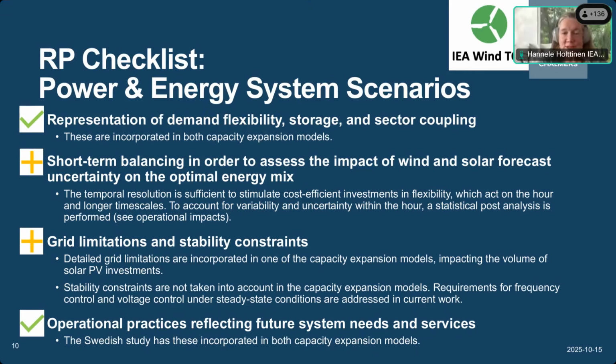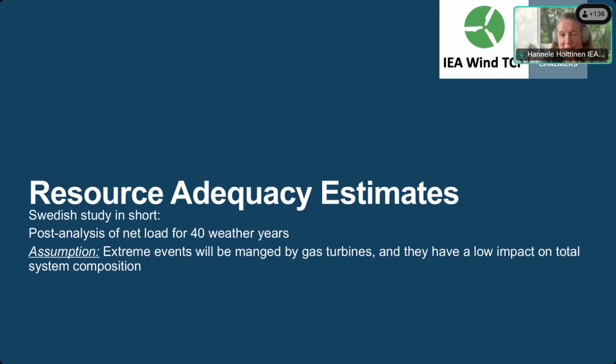All right, let's go forward to the next part. Here we have resource adequacy estimates. So how did you do that? Yeah, so for the Swedish study, what we did was a post-analysis to look at the net load for 40 weather years to assess what was needed, making sure that we can meet the demand in basically all hours and also during extreme events.